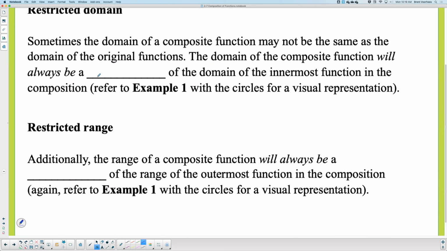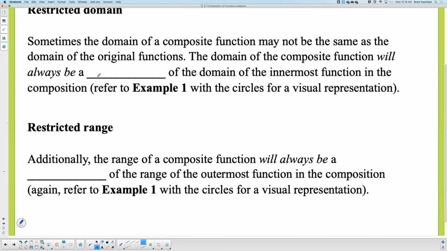Now, the range also might be restricted. Additionally, the range of the composite function will always be a subset. Now, will it be of the innermost? Outermost. It's a subset of the outermost function. And you can look back at example 1 for that illustration that we did. Okay, now that we've filled in our blanks, let's look at our next example here.